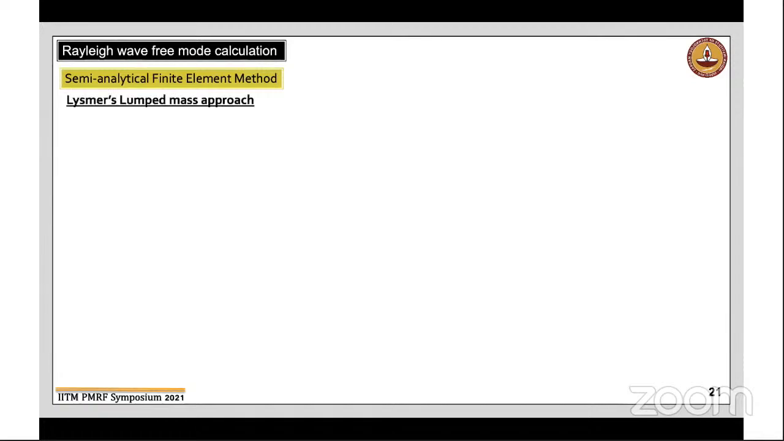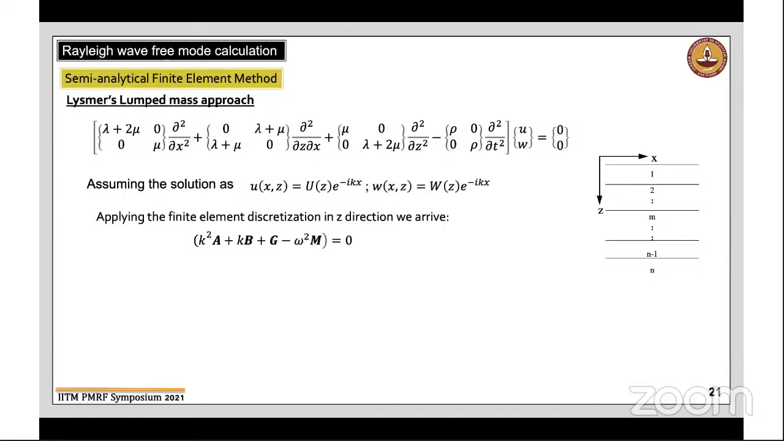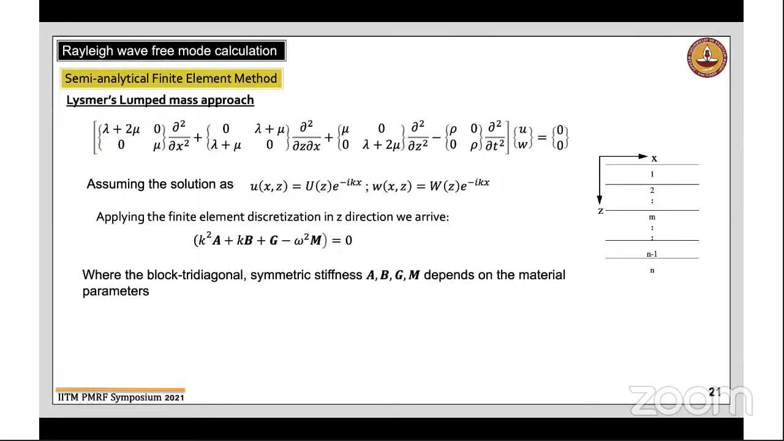Now coming to another method, that is the semi-analytical finite element method, which originates from the work of Lysmer. Here we solve the governing wave equation, discretizing in one direction, that is we discretize in the z direction and use the available analytical solution in the x direction, and finally we arrive at the quadratic eigenvalue problem. Actually, that's why this method is also called the semi-analytical method. Here A, B, G and M are block tridiagonal symmetric matrices, and they depend only on the material parameters.